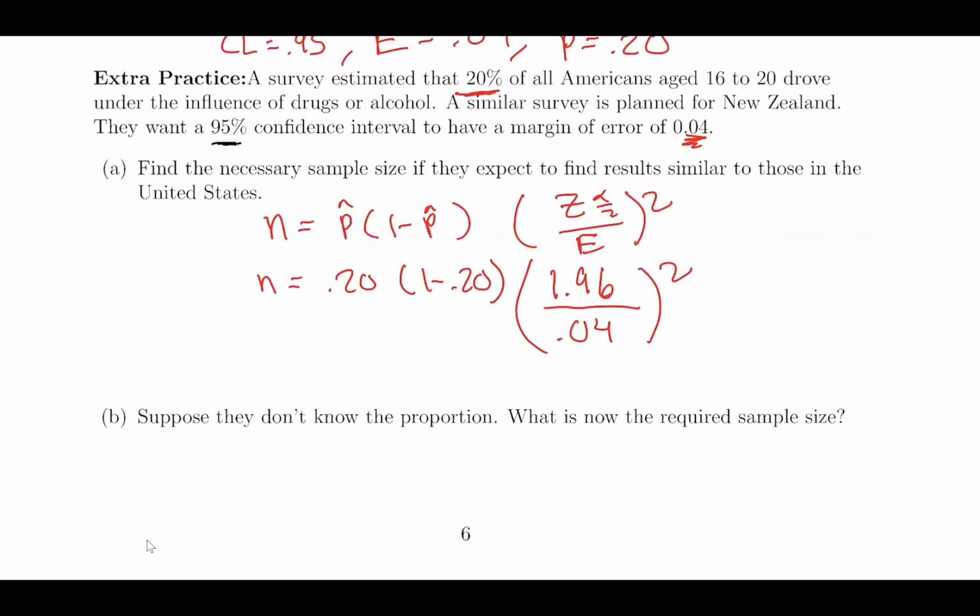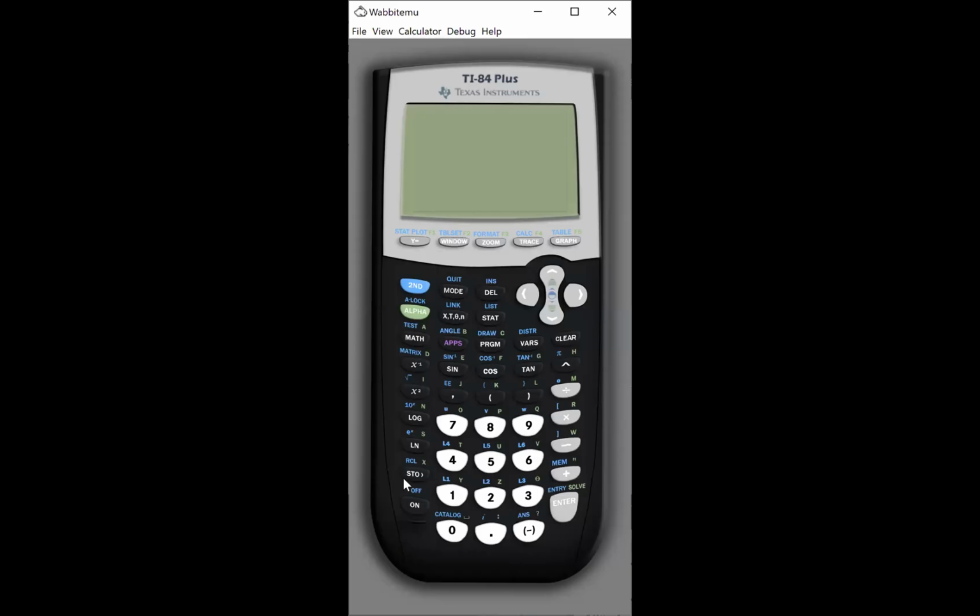All right, so what I'm going to do, I'm going to finish off A, and I'm going to do this in ClassCal. Well, here, I'll do this in the TI-83 in case you want me to do it in the TI-83. So we'll say 0.20, parenthesis, 1 minus 0.20, close parenthesis, open parenthesis, 1.96 divided by 0.04. You close it, you put it to the second power, and ta-da!